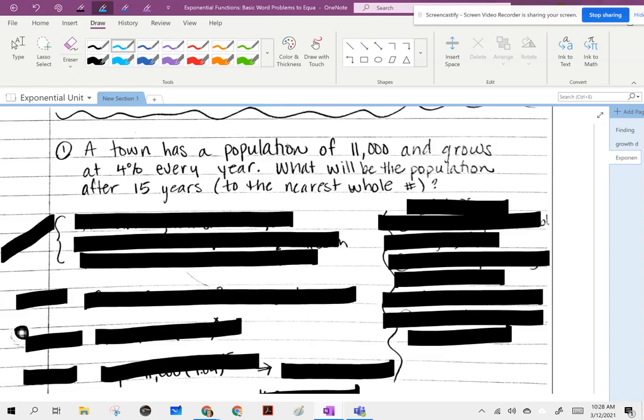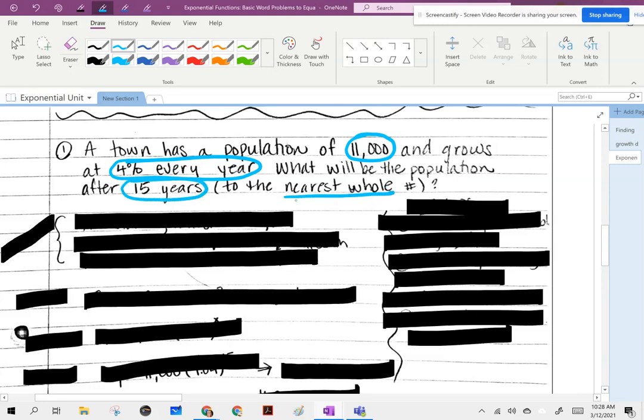You always want to read through it twice and then be able to identify some numbers. So a town has a population of 11,000 and grows at 4% every year. And then what will be the population after 15 years? And we want to go to the nearest whole number. So what I did was I am reading the text, circling some key terms, some key numbers that I need to make sure that I'm accountable for in my problem.